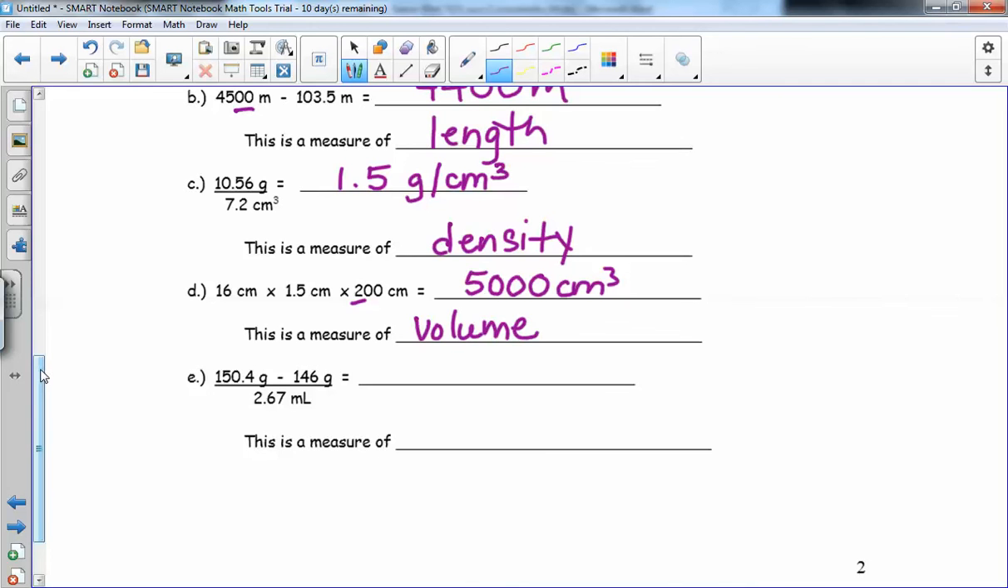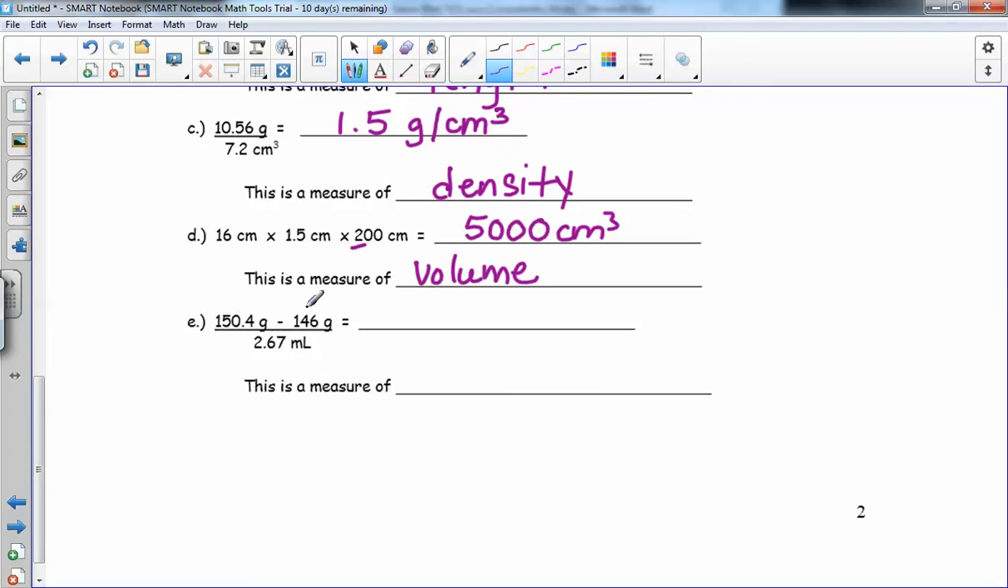Finally, we have 2 different operations. Here we have a subtraction on the top and then a division, and if you round this out here, once you subtract on the top, you're going to be limited to 1 significant figure. Plug it in your calculator and check it out. Then once we do the division, of course, our final answer, we have to respect that 1 significant figure on top, and you should have an answer of 2 grams per mil, which is again a measure of density.